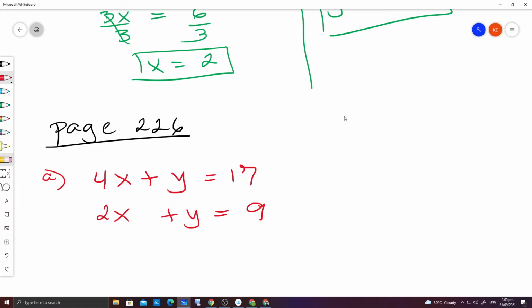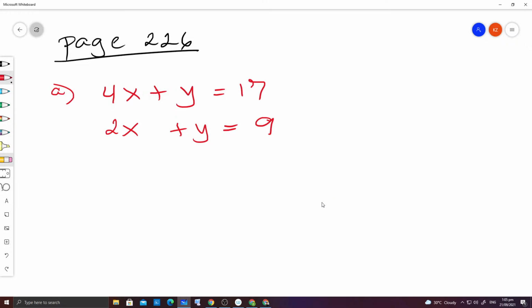Number 3 on exercise 13I. Unlike what we have answered so far, this one is different. Both y are positive. So what are we going to do? How can we eliminate the variable y? So the first step, you can choose either equation 1 or 2.